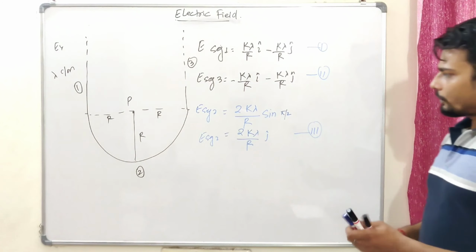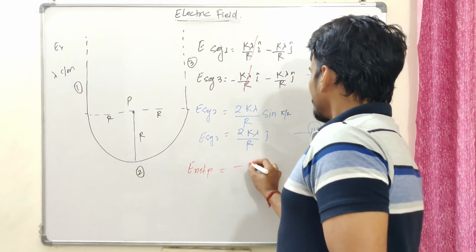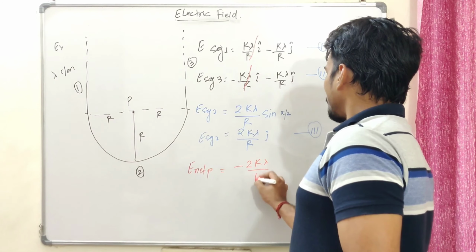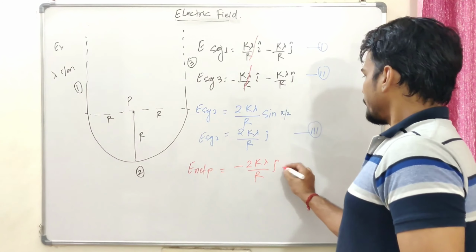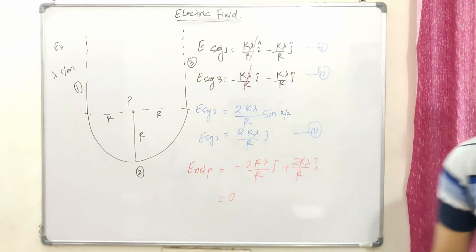Let us try and add them. E net: this part is going to be cancelled, right? So the E net at point P should be minus 2K lambda over r j cap, and plus 2K lambda over r j cap. The net of this is 0. So the net field at this particular point in this arrangement should be 0. The idea of keeping these two questions in this lecture is that if you get any such questions in your board exams, you'll probably be able to do it using this technique, right?